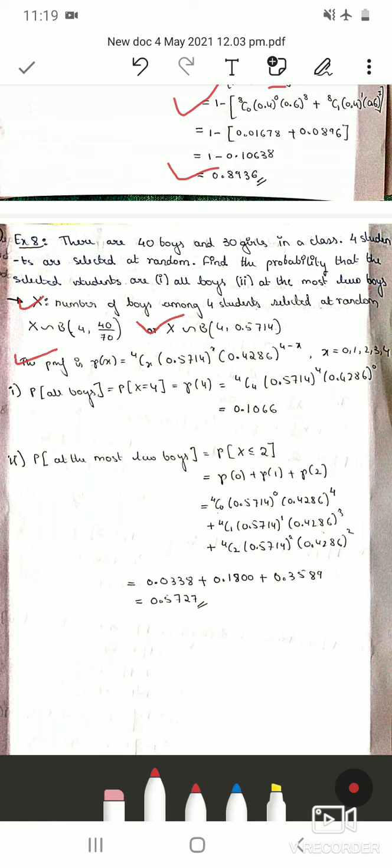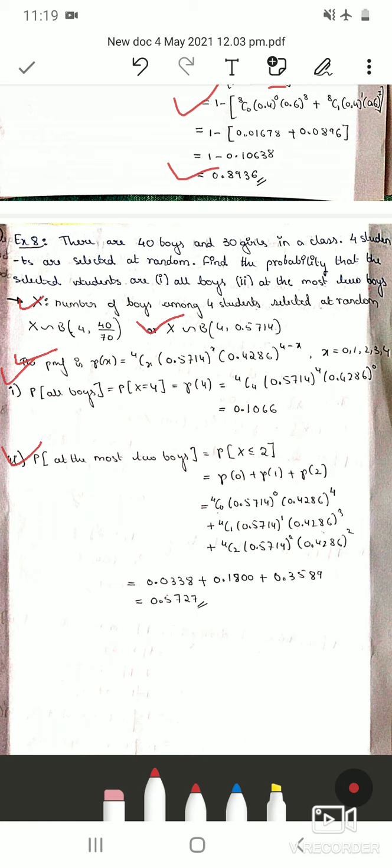Now we will calculate the probability. First they have asked to find the probability that all are boys, which means out of 4 students, all the selected students are boys. Therefore x is equal to 4, that is P of 4. In place of x in the PMF, substitute 4. Calculate the probability, it will be 0.1066. Therefore the probability of all boys is 0.1066.